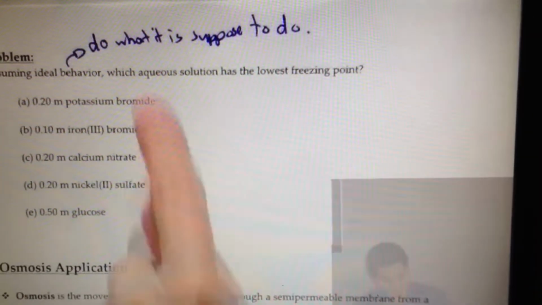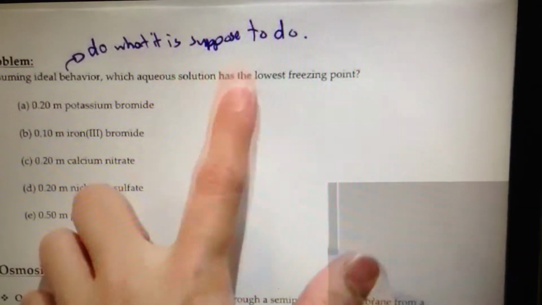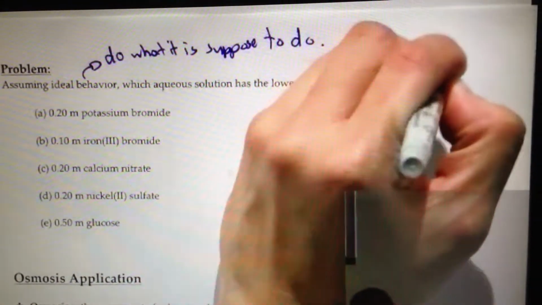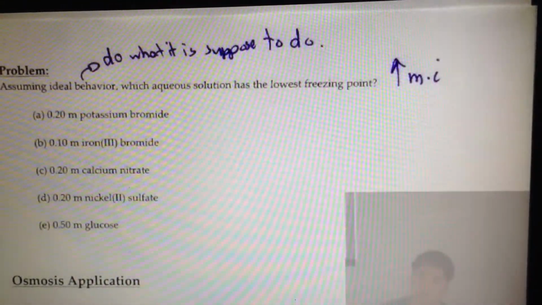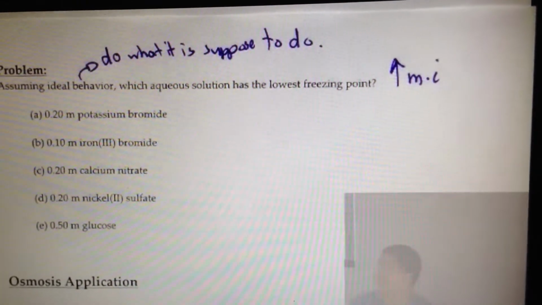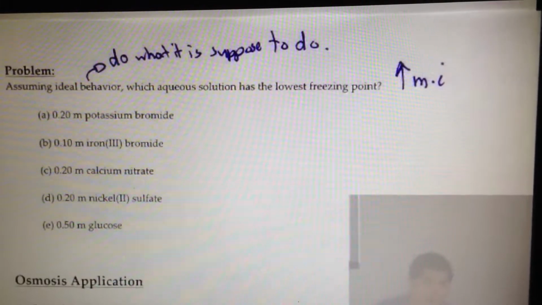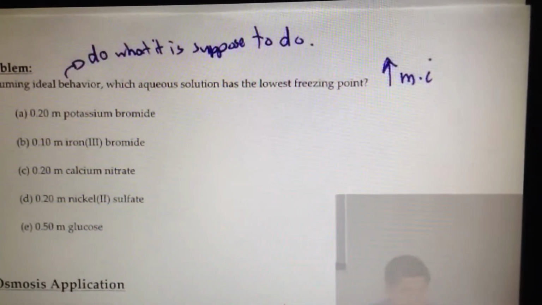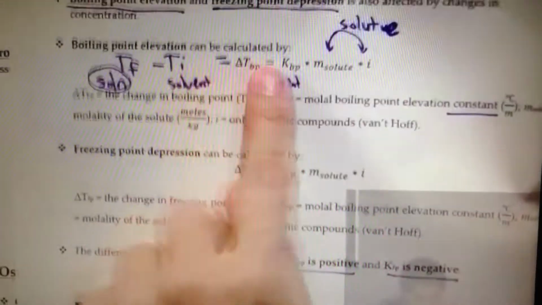All right. So which aqueous solution has the lowest freezing point? So that means we want the highest m times i, because we want the lowest freezing point, so highest m times i. Now, I know that we don't have the numbers. We don't know what our solute is, so we can't assume any of these numbers. Does everybody agree with that?